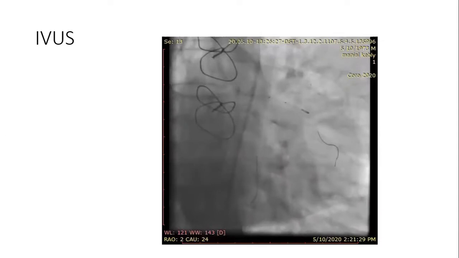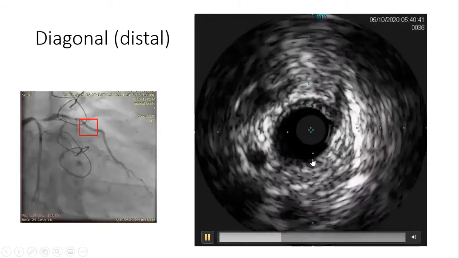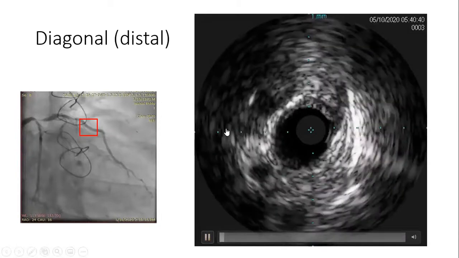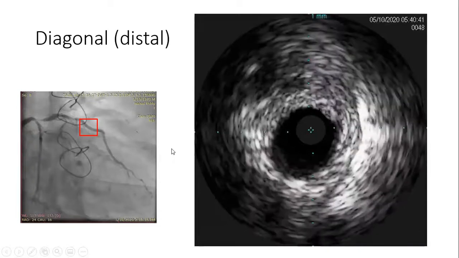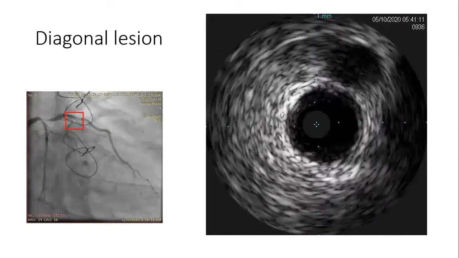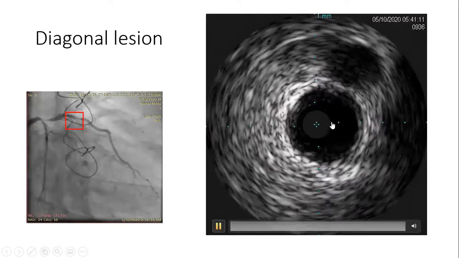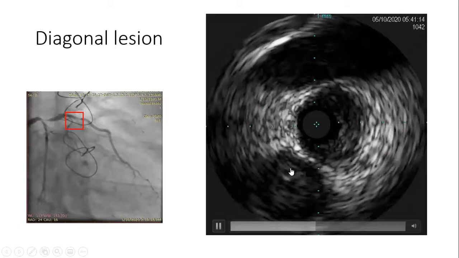So here I'll show short videos of the IVUS, and you can appreciate here is the diagonal branch. This is the healthy segment of the diagonal branch. Here is the IVUS. This is a short video for this segment of the diagonal branch, and it appears healthy. And this is the site of the ostial diagonal lesion back to the LAD. Here you can appreciate the severe lesion at the ostium of the diagonal branch, and this is the LAD.